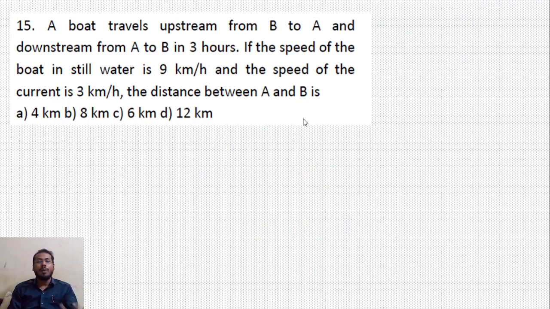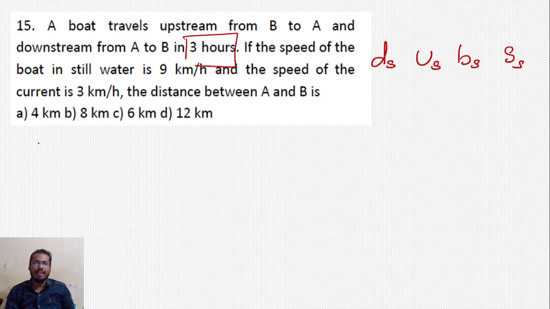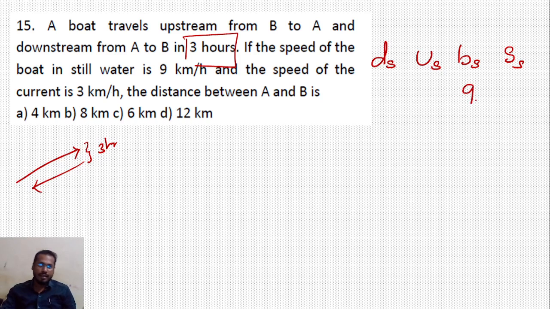A boat travels upstream from B to A and downstream from A to B in 3 hours. If the speed of the boat in still water is 9 km per hour and the speed of the current is 3 km per hour, find the distance. Okay, same concept, guys. First, you need to write downstream speed, upstream speed, boat speed, and stream speed. Which one is given? 3 hours is a common thing. A person starts from this upstream and comes back in 3 hours, so time is common. Speed of the boat in still water is 9, so I will write 9 here, and the speed of the current is 3.